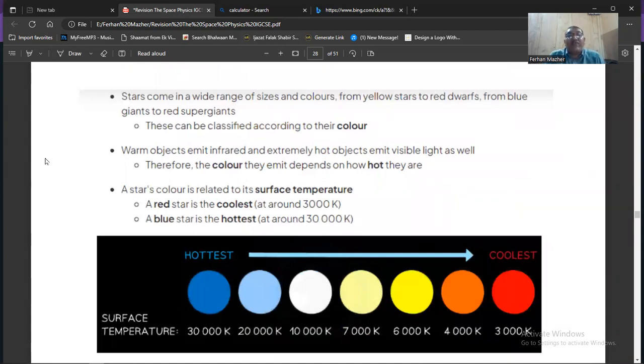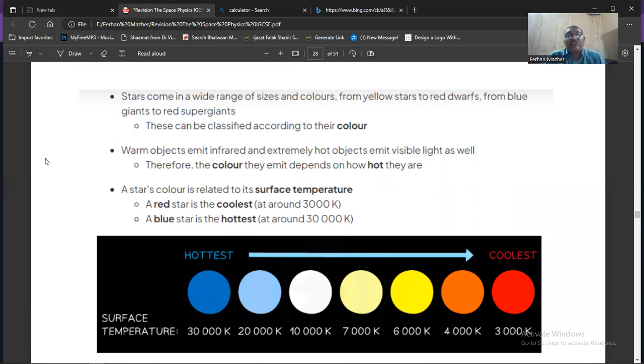Stars come in a wide range of sizes and colors, from yellow stars to red dwarfs, from blue giants to red supergiants. These can be classified according to their color. Warm objects emit infrared, and extremely hot objects emit visible light as well. Therefore, the color they emit depends on how hot they are. A star's color is related to its surface temperature.